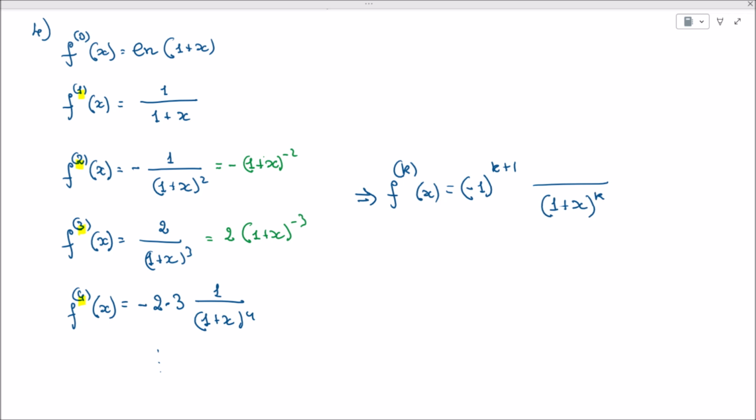And another thing that we notice is that at the numerator, we may have the factorial up to the integer before the order of derivative. So we might think that this is k minus 1 factorial, okay? So this is the conjecture that we are making. Let me write this down as conjecture.